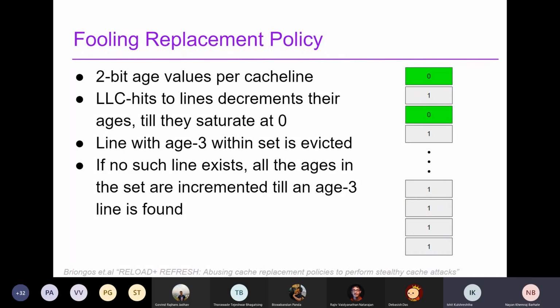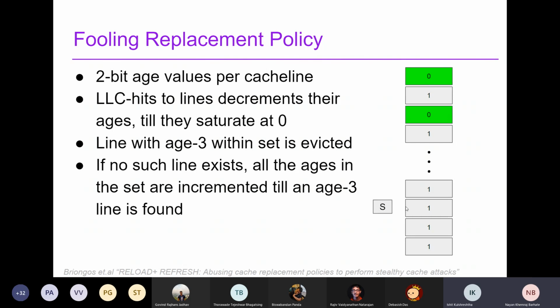To fool the cache replacement policy, I have some bits in sequence like this, and this is my 5000th bit. If I want to send this bit, I go 5000 bits back and see if that bit is 0. If it is 0, I load it again. So when I'm sending this one, I'll go 5000 bits back, check if this is 0, and I'll load it again. Now when I'm loading this, its age will decrement and it won't be evicted.